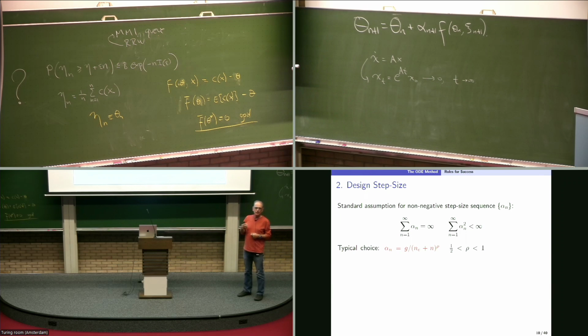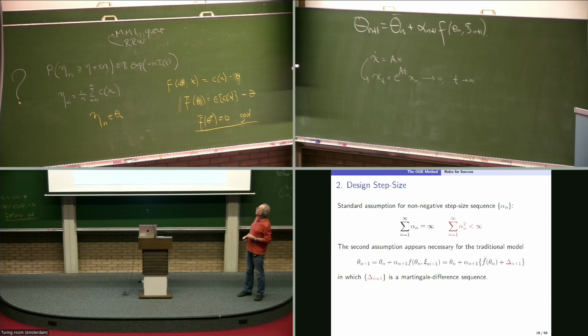It comes out of a particular method of proof. A typical example that's pushed, which I like, is to take some constant, some initial n0 plus n to the rho. And rho would have to be between 1/2 and 1 for the second assumption to be valid. Again, it looks like it's necessary for this traditional model, which is the focus of Borkar's book, where this F is just F bar plus real noise, which is zero mean, actually martingale difference. If you look at the proof, it looks like, of course you have to have this. It's how you kill off this martingale term.